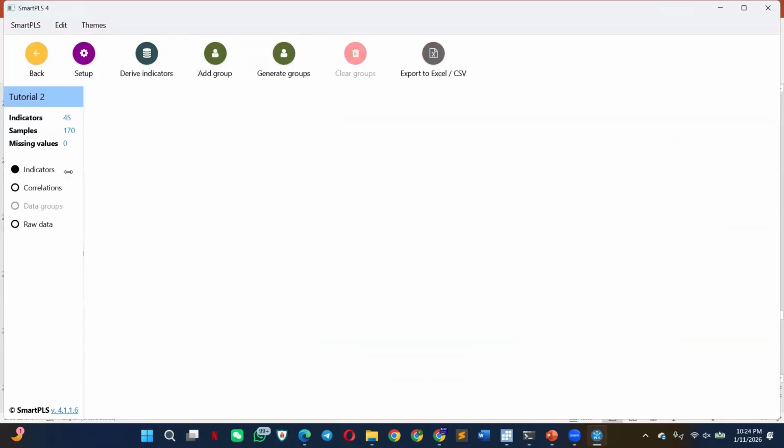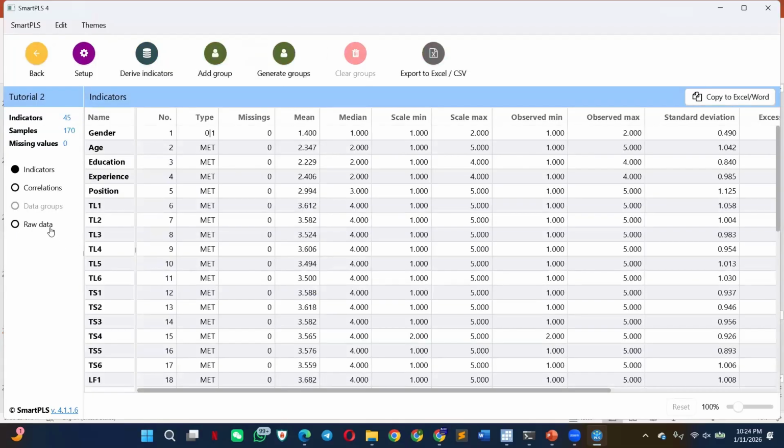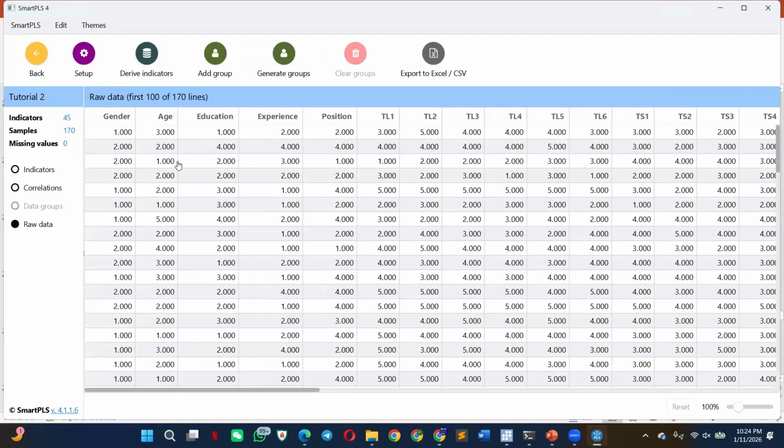I think I also posted this one on the platform. So this is how the data looks. Gender, age, education, experience, position. These are the demographic data. And then TL1, TL2 are the indicators that are measuring the TLs. The TLs are just codes, abbreviations that you do yourself for the purpose of being able to identify what you are looking at.